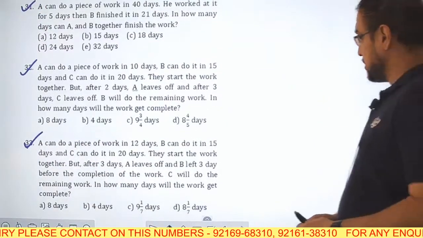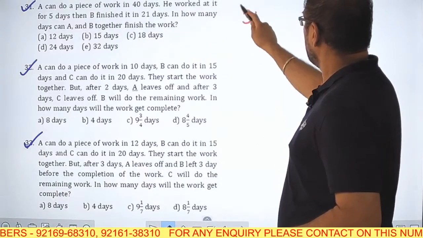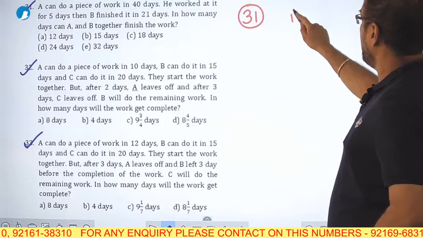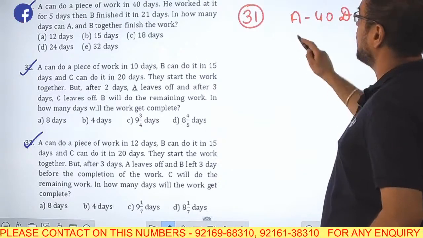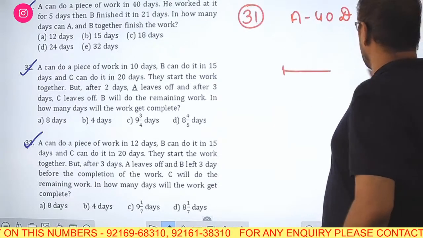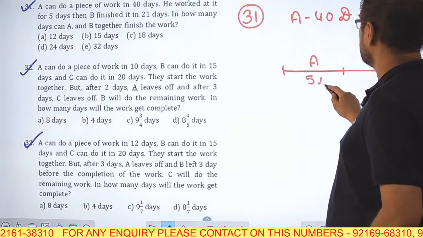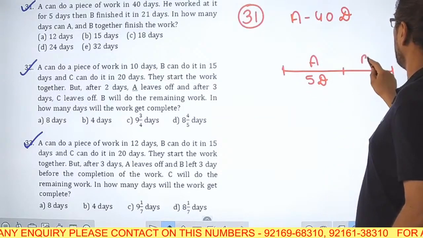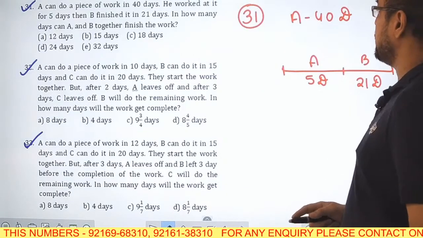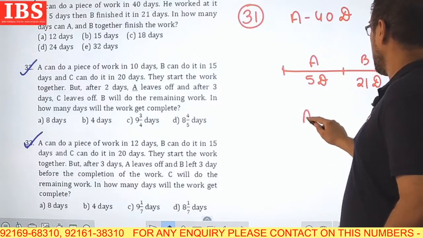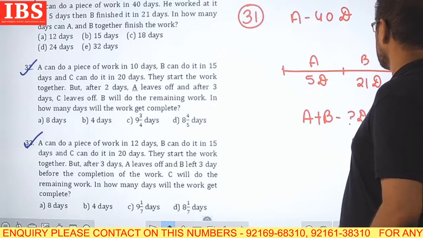First, we will do question number 31. How we start such kind of question. A can complete a work in 40 days. Okay, first what is given we'll write down. A worked for 5 days, and then B came and B finished it in 21 days. In how many days can A and B together complete the work? This is required.